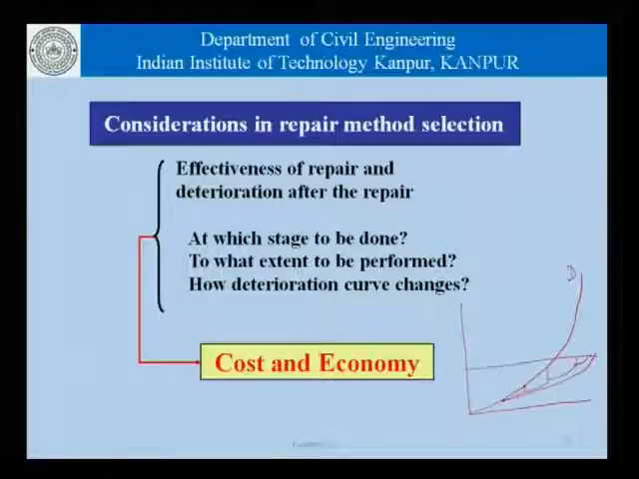If we look at the deterioration time graph for a particular structure here, an option could be, if we are intervening at this point in time, that we take a repair method A such that we are able to extend the service life by this amount. There could be another option B which is less effective but requires periodic intervention, and that decision whether one should go with A or B could be governed by cost and economic considerations.